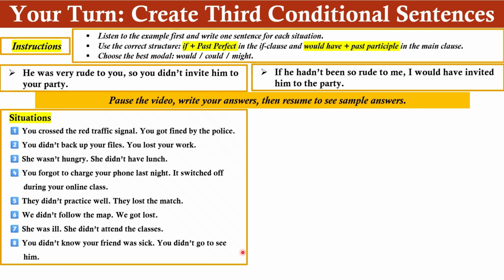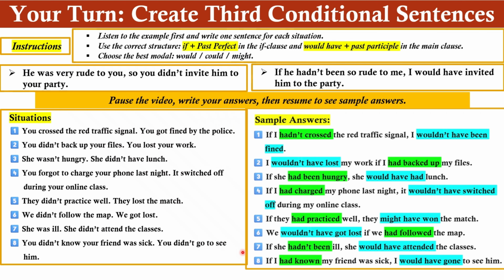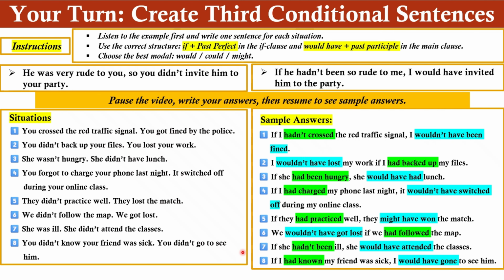Now let's look at the sample answers and see how close your sentences are. Remember, your answers might not match these answers word for word, and that's perfectly fine. What matters is that you have used if plus past perfect in the if clause and would have or could have or might have plus past participle in the main clause correctly. Well done. Now, before we finish, let's quickly recap what we have learned about the third conditional.